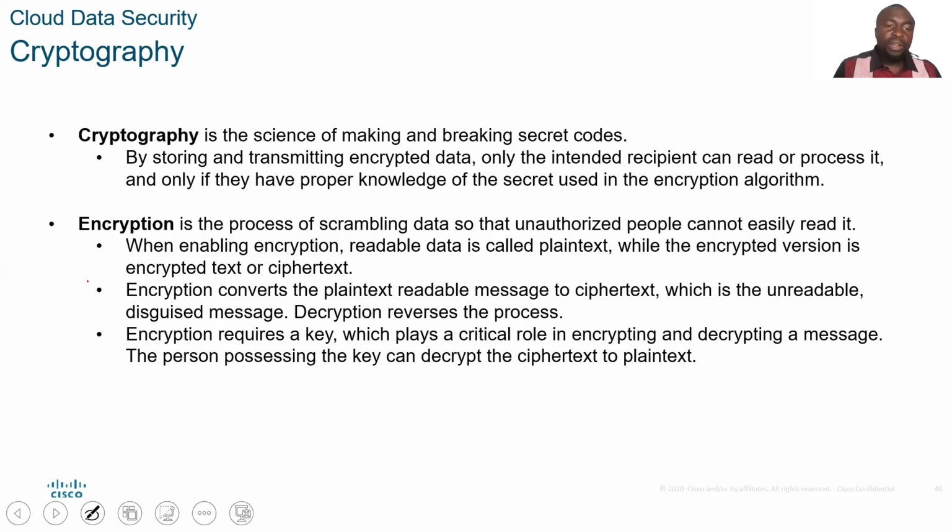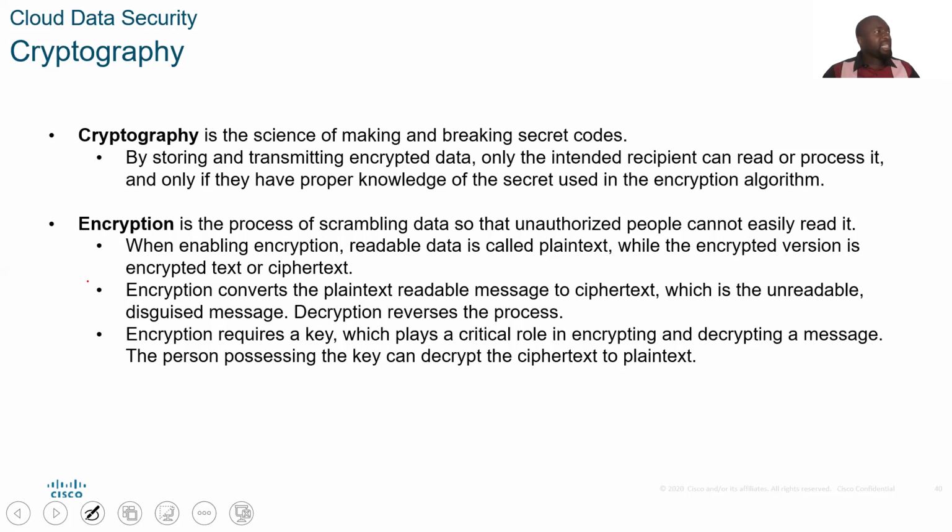Cryptography. Cryptography is the science of making and breaking secret codes. So by storing and transmitting encrypted data, only the intended recipient can read or process it. So you encrypt the data. I am the sender, so I zip it, I encrypt it. So if the receiver receives it, I have to give him the code to decode. Encryption is the process of scrambling this data so that unauthorized people cannot easily read it. When enabling encryption, readable data is called plain text, while encrypted data is called ciphertext.